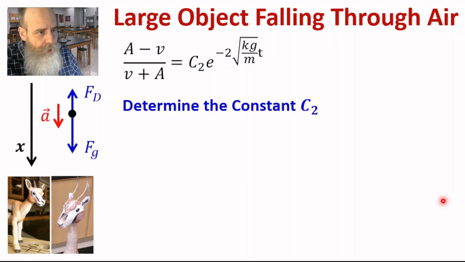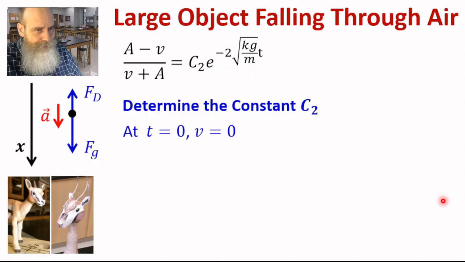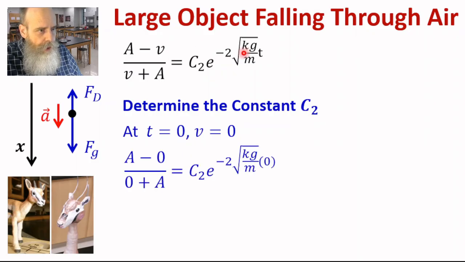Here's what we have. Now we need to determine the constant c2. So we need a condition. What is our initial condition for velocity? At t equals 0, v equals 0. So let's put these two things into this equation here. This is what we get. a minus 0 over 0 plus a equals c2 times e to negative 2 square root kg over m times 0. This is just a over a, which is 1. This is e to the 0, which is 1. So we get 1 equals c2.